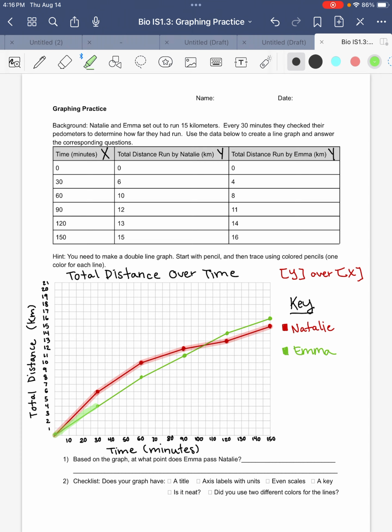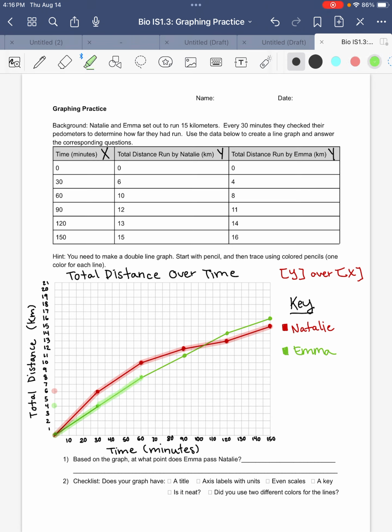From this time segment from 0 to 30 minutes, Emma is running slower than Natalie. How do we know that? Well, first of all, Emma's line is less steep. The slope of her line is less steep. Second of all, we can see that Emma only ran 4 kilometers versus Natalie ran 6 during that same time. So we know Emma's running slower.